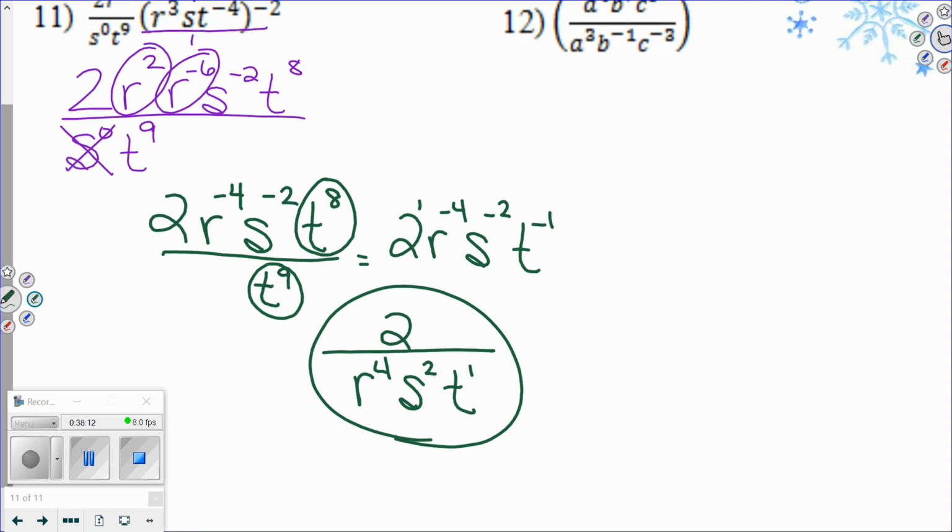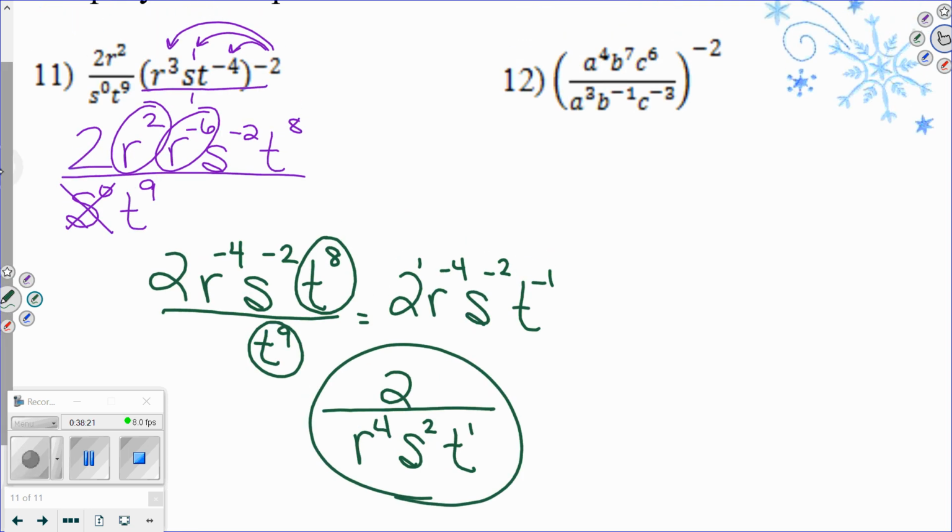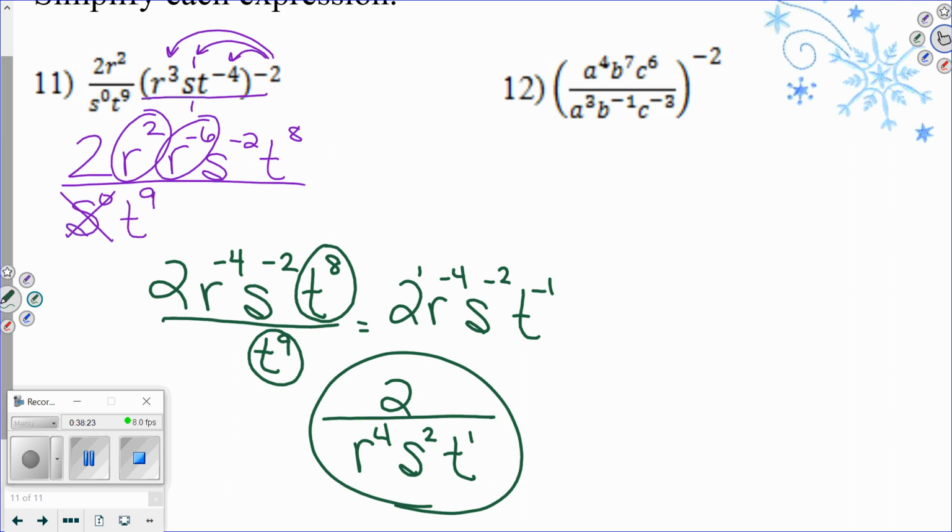Okay, so the big thing with exponents is go one step at a time. If you try to do too much in one step, that's where we make mistakes. All right, I'm going to give you about 2 or 3 minutes. Number 12 on your own.